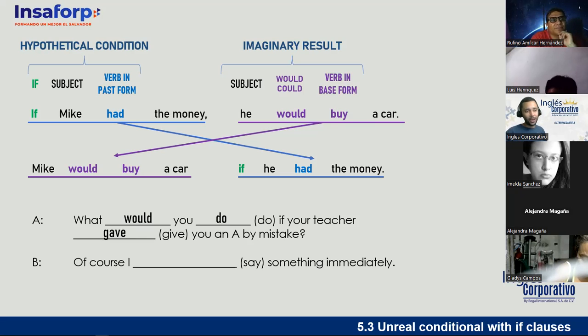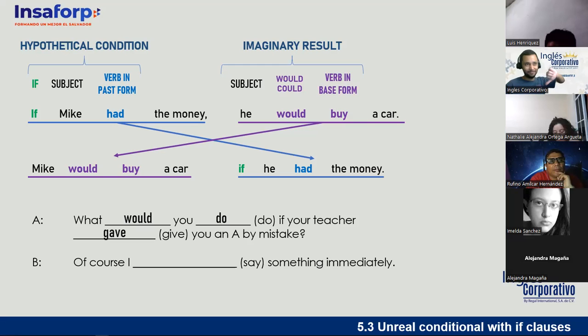In the United States, the grading system goes with letters. Usually F means fail, that you didn't pass. And then you have D, C, B, and A. A is the top grade. It is the equivalent of 10 in El Salvador. So what would you do if your teacher gave you an A by mistake? ¿Qué haría usted si su profesor le pusiera 10 por error? ¿Le diría o se queda calladito?